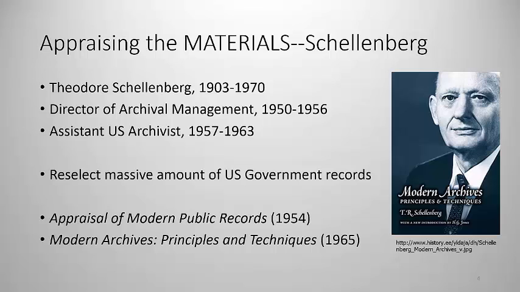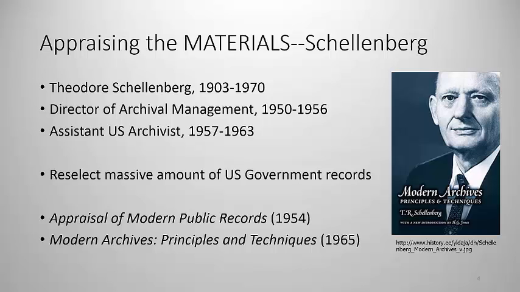One of the most important archival theorists in the United States is the fellow you see here, Theodore Schellenberg. Schellenberg was a Kansan. He was born in 1903 and lived until 1970. Between 1950 and 1956, he was the director of archival management at the National Archives. His experience there and the book that he wrote on that experience, Appraisal of Modern Public Records, published in 1954, elevated him to the position of assistant U.S. archivist from 1957 until his retirement in 1963.